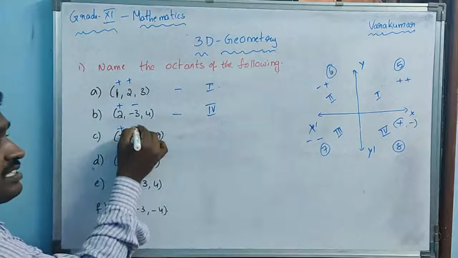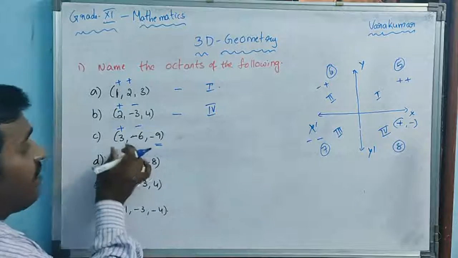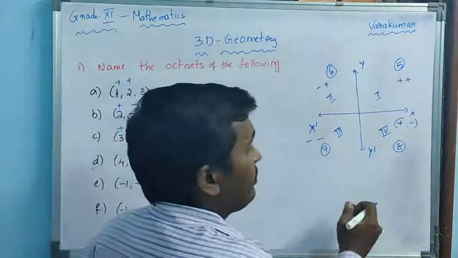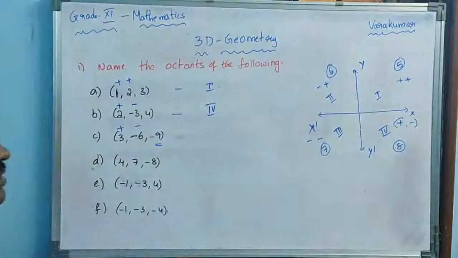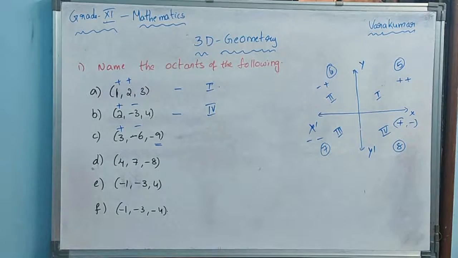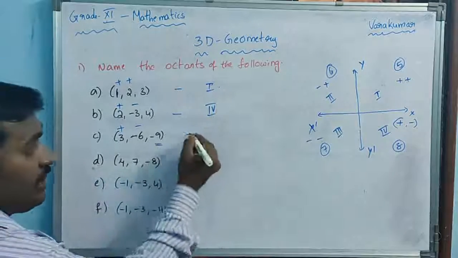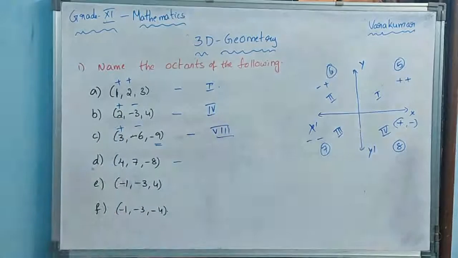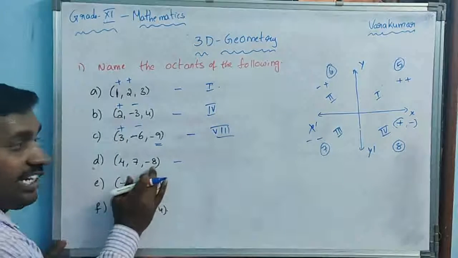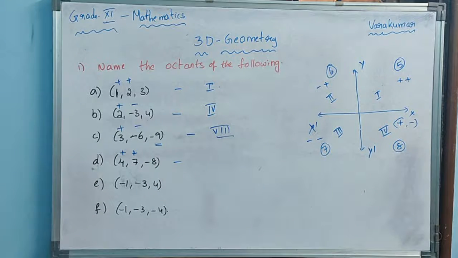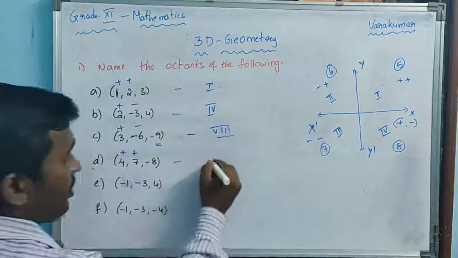Now if you see, this is plus minus. Where is it plus minus? Down layer. So plus minus, then according to that, the 8th octant. Next, both are positive, and the Z value is negative. Both are positive. Which octant? That is the 5th octant.